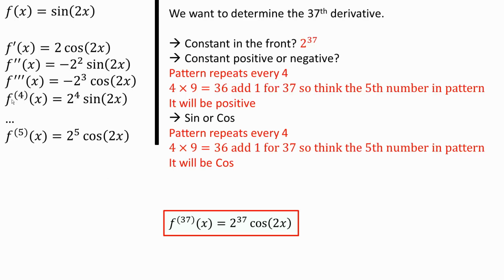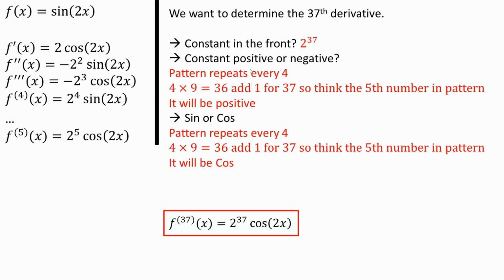So the fourth derivative is positive. The 8th will also be positive. The 12th will also be positive. The 16th will also be positive. So I know up to 36 will be positive. And then I want to find 37, so essentially I want to know the 5th number. And the 5th number will also be positive, because this number here is also positive.